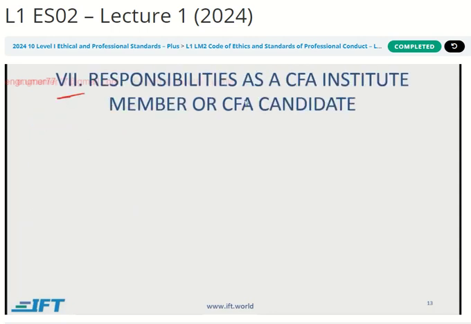Standard 7, responsibilities as a CFA Institute member or CFA candidate. Here we have 2 substandards. 7A is conduct as participants in CFA Institute programs. You must not engage in any conduct that compromises the reputation or integrity of CFA Institute or the CFA designation or the integrity, validity, or security of CFA Institute programs.